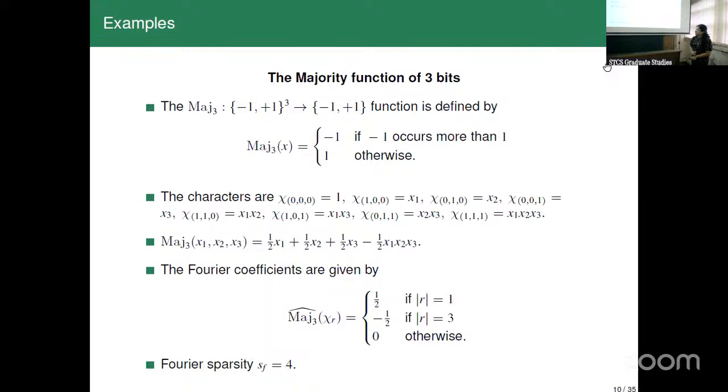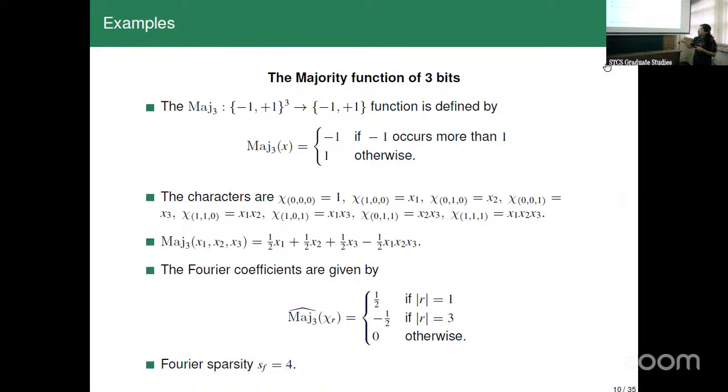Now comes the majority. Recall that majority is the function which takes the value minus 1 when minus 1 occurs more than once, and it is 1 otherwise. And similarly, the characters are 1, x1, x2, x3, x1 x2, x1 x3, and so on. So we have 8 characters in total.